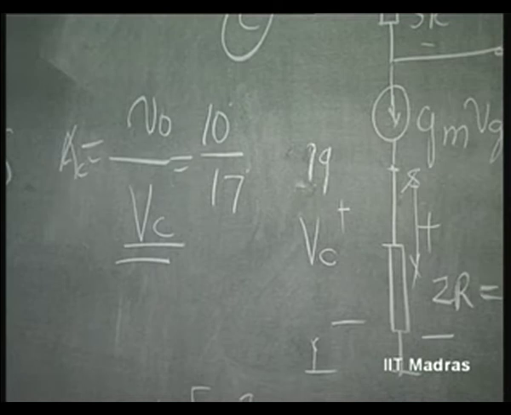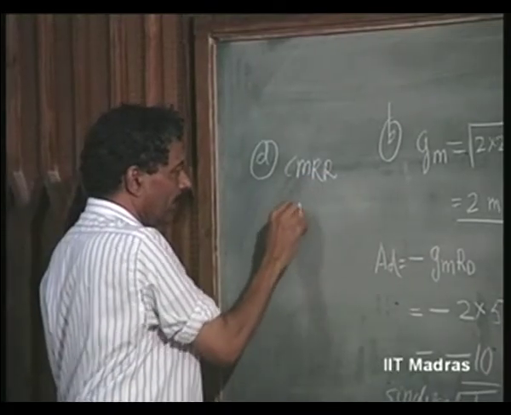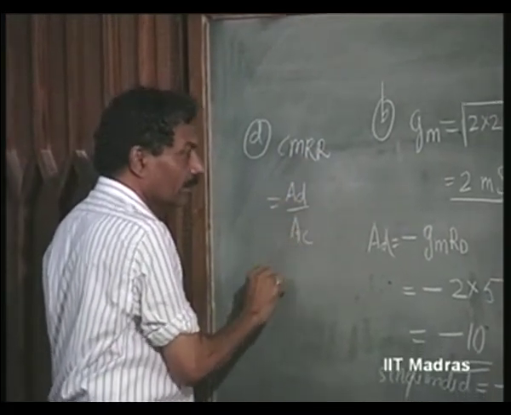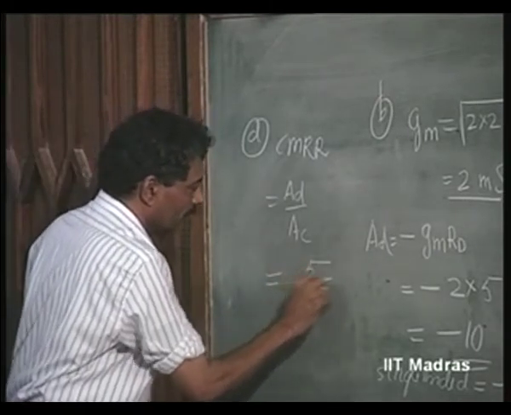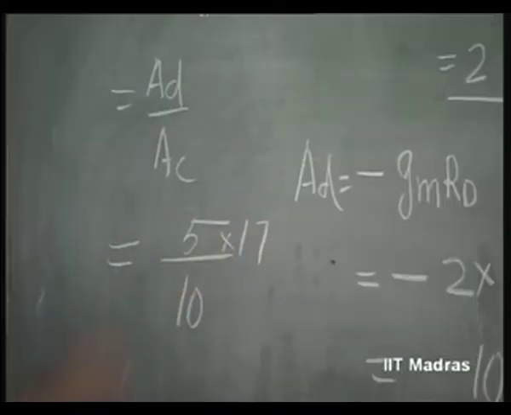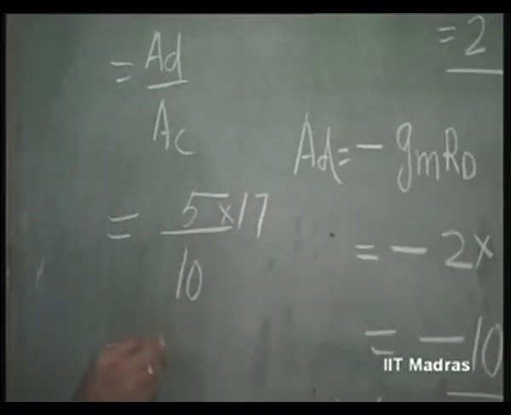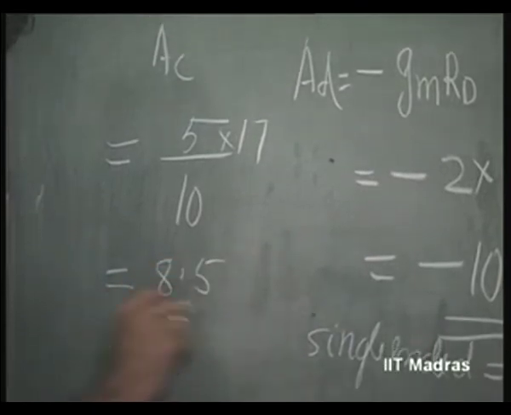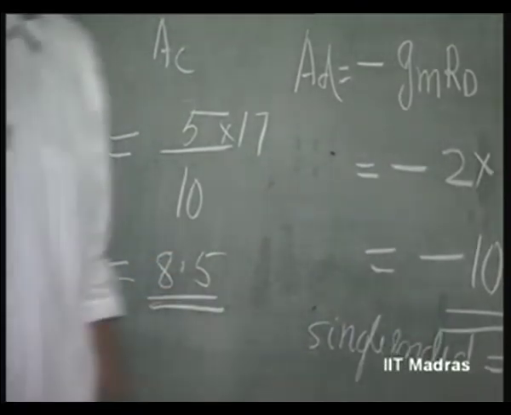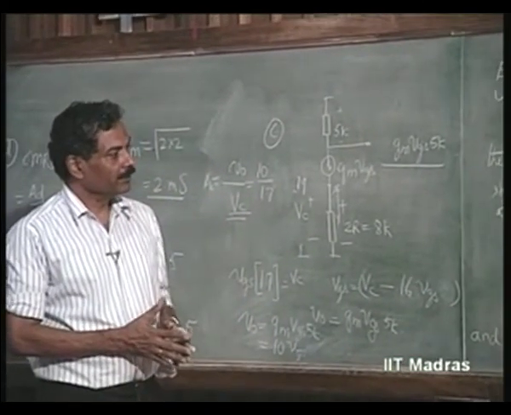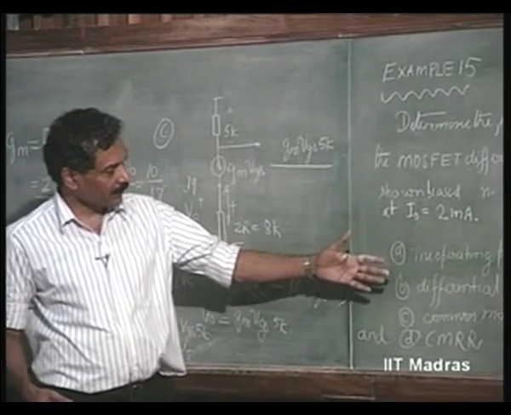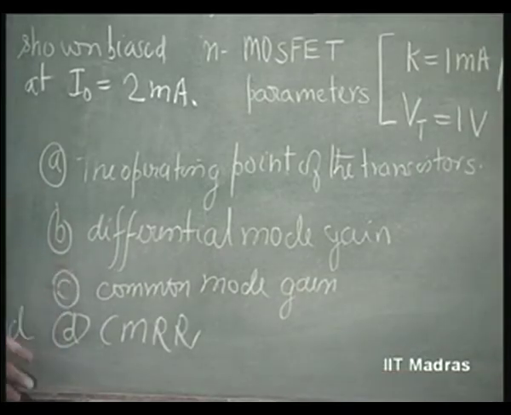The common mode rejection ratio, CMRR, is AD by AC, which is equal to 5 divided by 10 by 17, or this is 8.5. So, we have now worked out for this differential amplifier all these: the operating point of the transistor, differential mode gain, common mode gain, and CMRR.